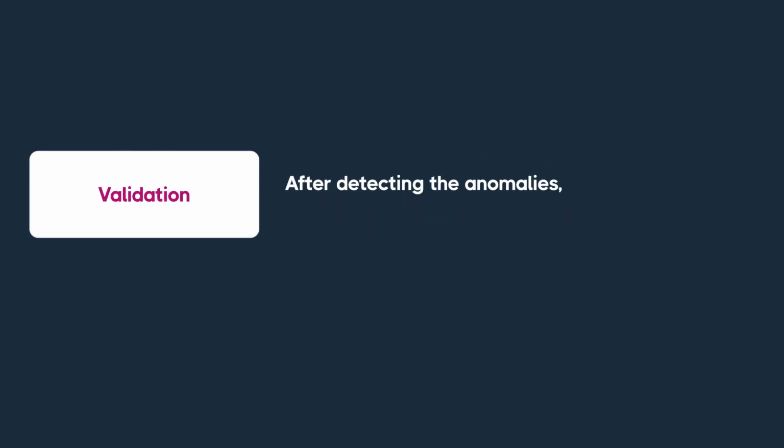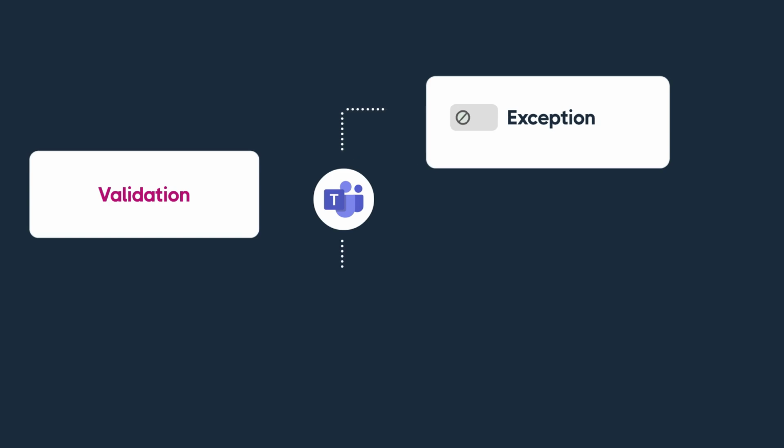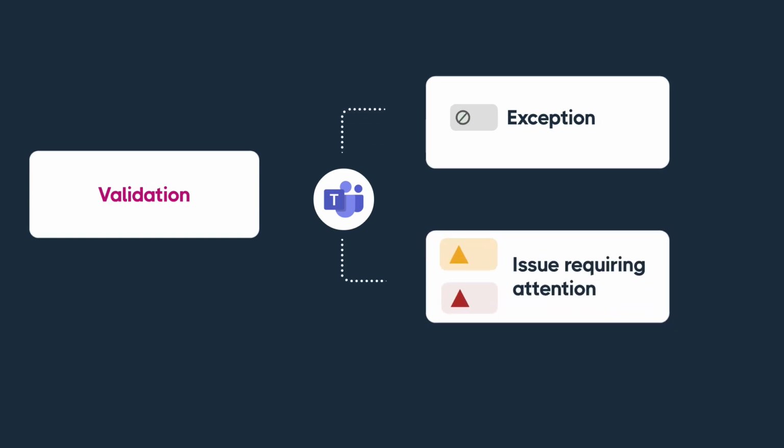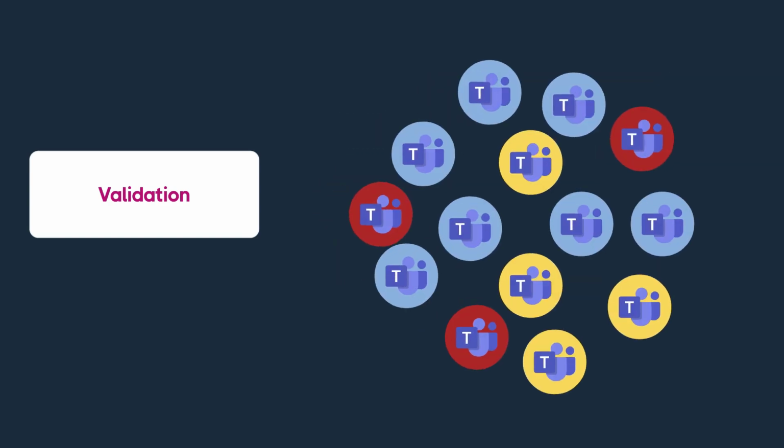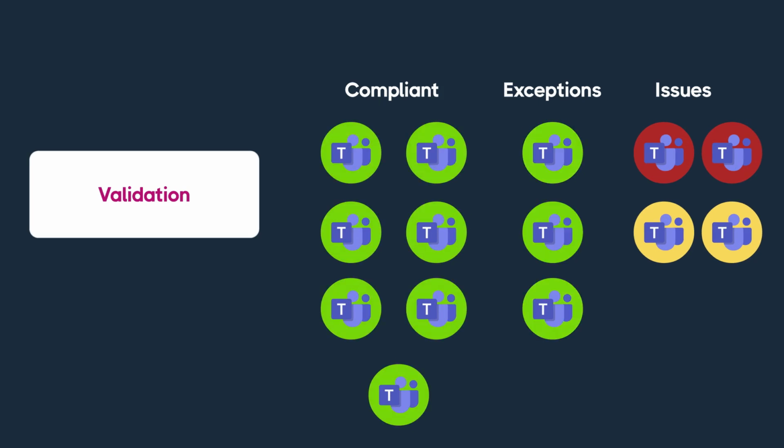After detecting anomalies, the policy validates the findings. Here, admins are invited to evaluate each anomaly and either label it as an exception or as an issue that requires attention. This process helps operators quickly address settings that deviate from organizational standard policies, such as unique user configurations.